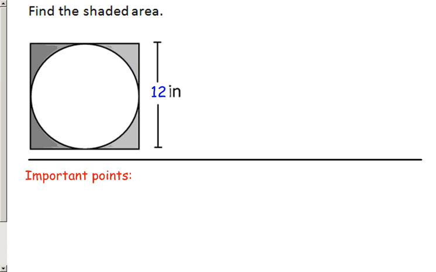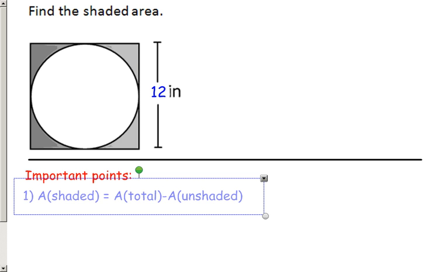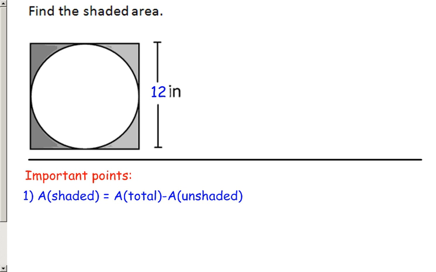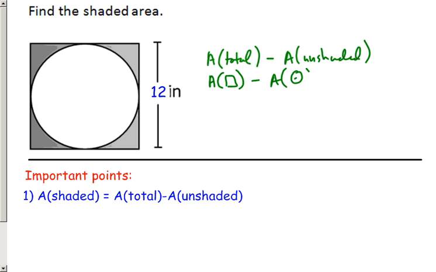Next question. Look at this for a second. Know your important points: the area of a shaded region is the area of the total minus the unshaded. The total is a square with side 12, and the unshaded is a circle. So I'm finding the area of a square and the area of a circle. The area of the square is 12 squared. The area of the circle is pi r squared. The radius of this circle is 6, because it's half the side. So it's 144 minus 36 pi.